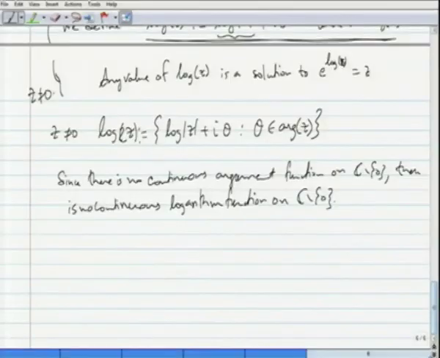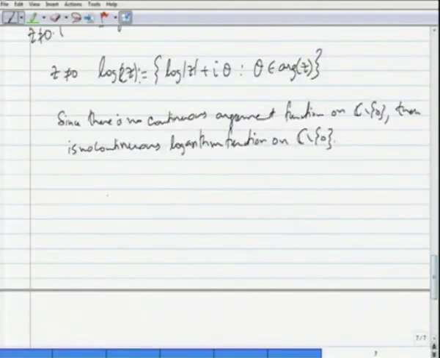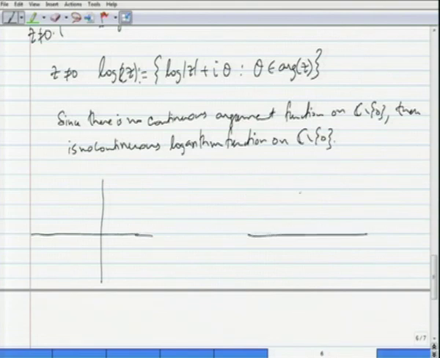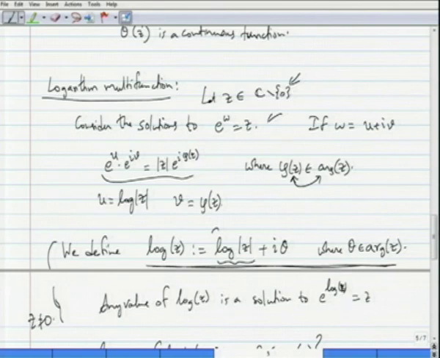So, like we have done for the argument function, what we can do to remedy the situation is delete a particular half ray, and we know that then there is a continuous argument function, and hence there will be a continuous logarithm function. Okay. So, let us look at the visualization of the exponential function which we saw earlier, and try to see what happens when we try to get an inverse function to the exponential function. After all, that is what this logarithm function is. We are trying to seek solutions to e power w equals z.